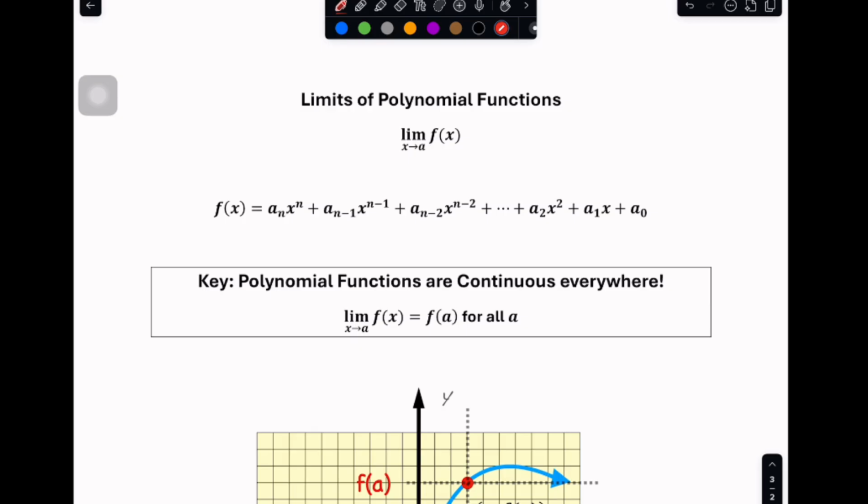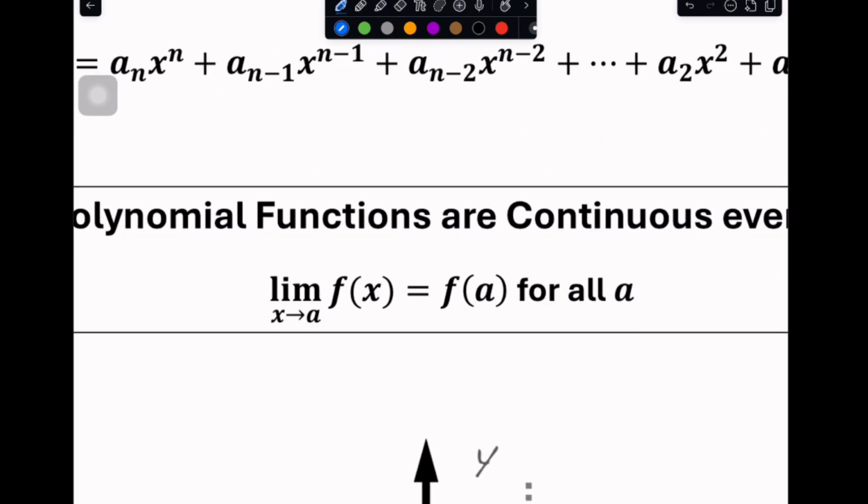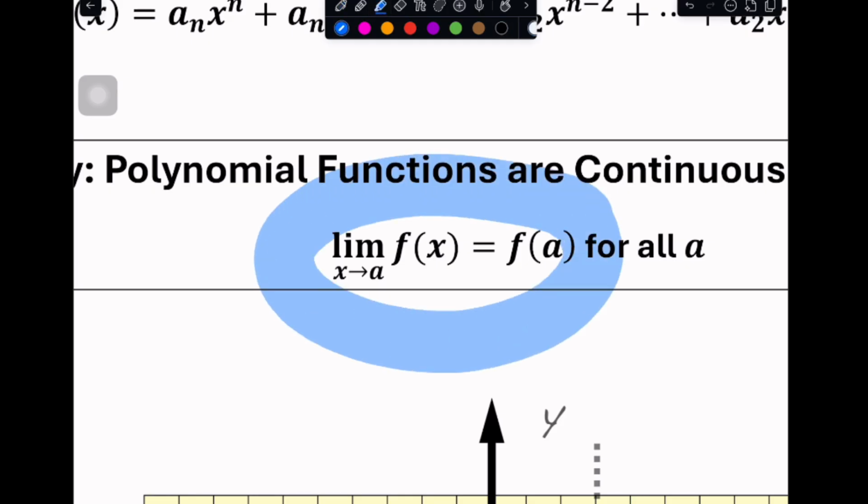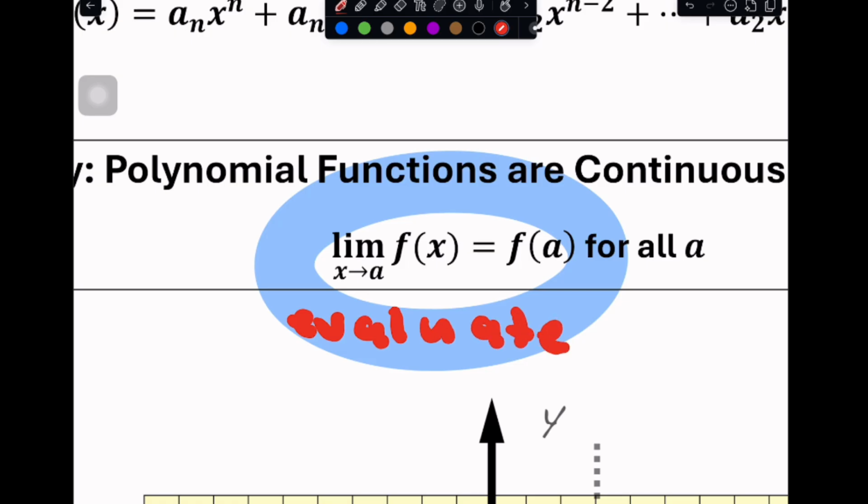And, you know, we're looking at the limits of polynomial functions. And what's the key idea? Polynomials are continuous everywhere. That means for any a value, it's going to be continuous. And why is that nice? Because I could just simply use this definition here to evaluate a limit. And that's what they're going to ask us. They're going to want you to evaluate a limit.